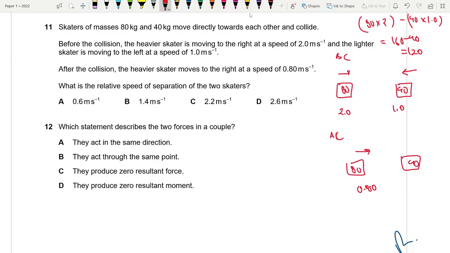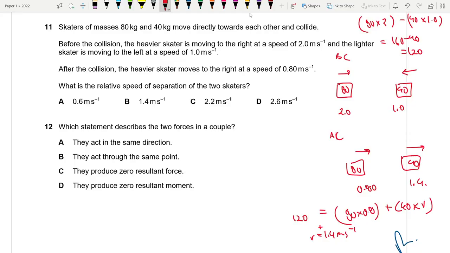So here it's actually 80 times 0.8 plus 40 times the velocity. I don't know the direction of the velocity, but it has to be equal to 120. So 120 minus 80 times 0.8, divided by 40, gives us an answer of 1.4. So V is equal to 1.4 meters per second. Okay, so that's the answer. No, wait. That's not the answer because this is the velocity. I'm getting a positive velocity of plus 1.4. And since I consider right side to be the positive, the lighter skater is moving with a velocity of 1.4 to the right hand side. So this is the velocity of the lighter skater.